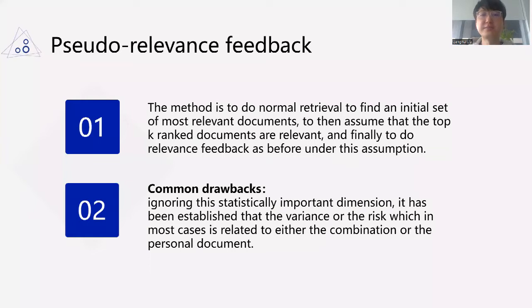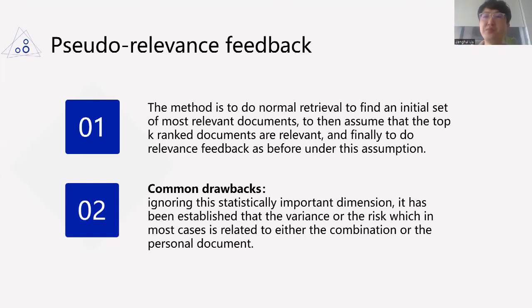It is a method. The method is to do normal retrieval to find an initial set of most relevant documents, to then assume that the top k ranked documents are relevant, and finally, to do relevance feedback as before under this assumption. Pseudo-relevance feedback aims to reduce the effect of query-passage vocabulary mismatch, and thus improve search effectiveness by modifying the original query using information from top-ranked passages.